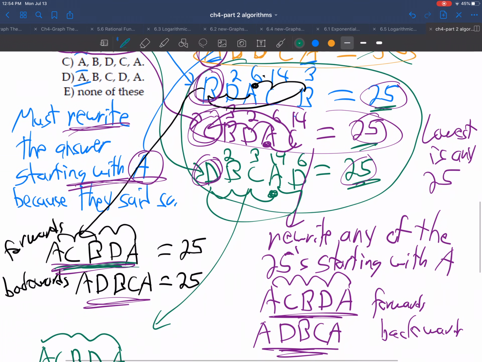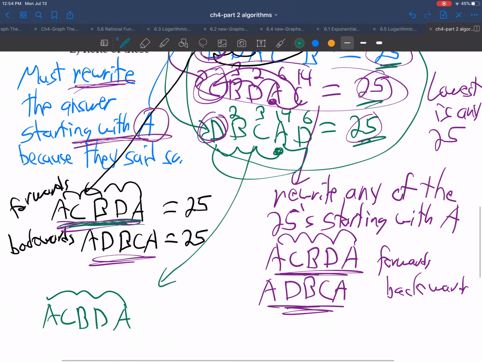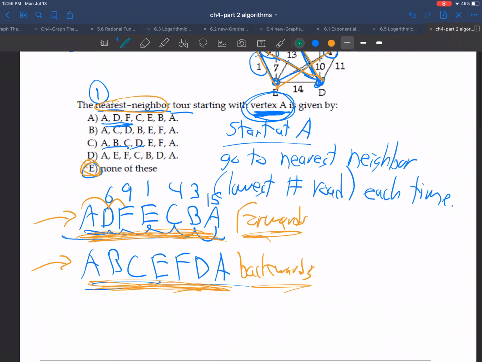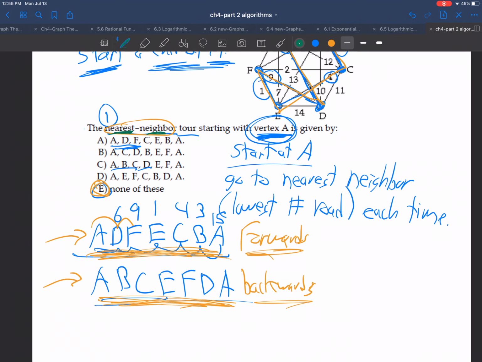All those 25s are the same loop. And we rewrote them all starting with A. So when they say repetitive, you cannot ignore that word. See the difference? Let me go back up to number 1, the first one we did here. It just said nearest neighbor, not repetitive. Do you see the difference? If it doesn't say repetitive, you don't repeat. You just do A and you're done.